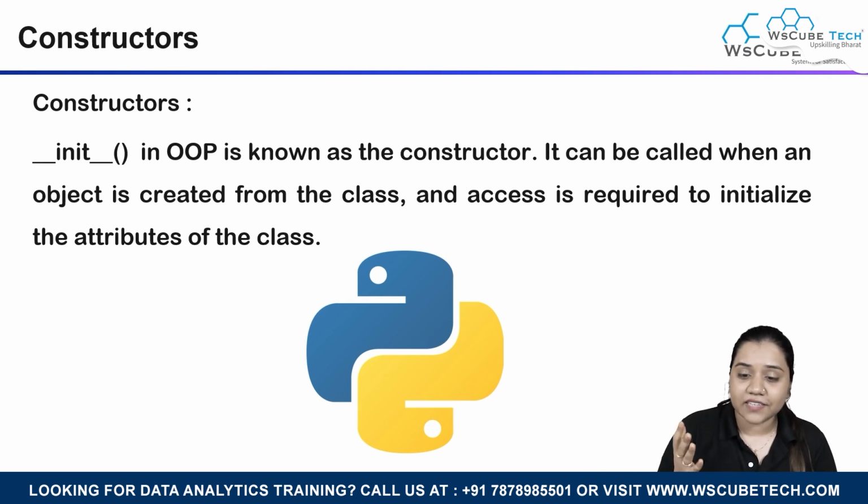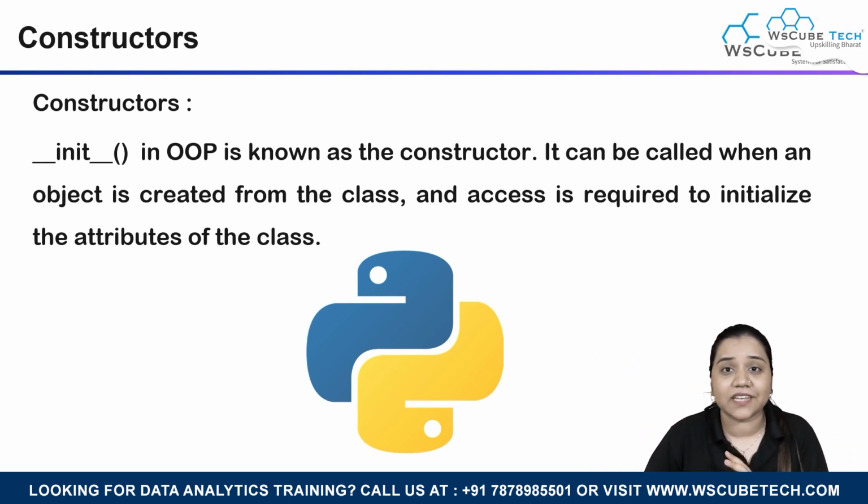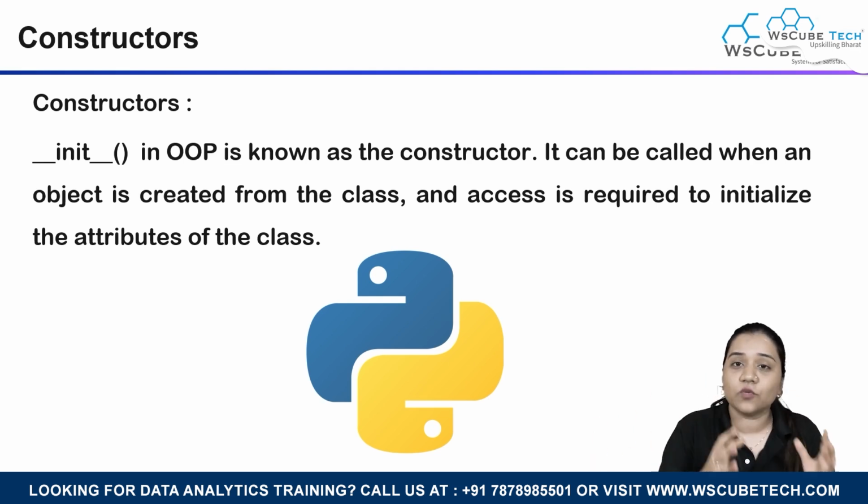Now it says that the access is required to initialize the attributes of the class. Now what is an attribute? Attributes are nothing but a different term for parameters and arguments. So don't get confused with the terms over here. Attributes are similar to parameters and arguments. If you want to access parameters and arguments of a class, we use the initialize method.